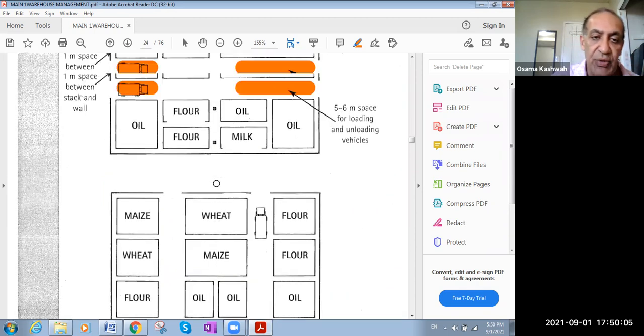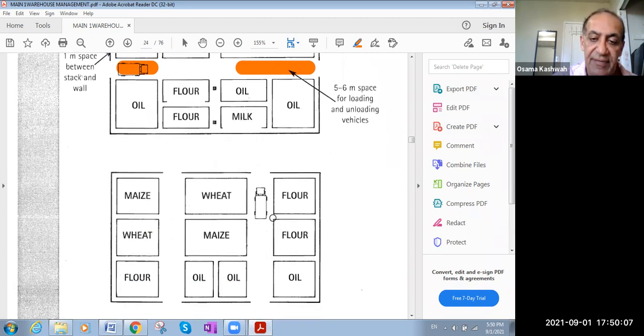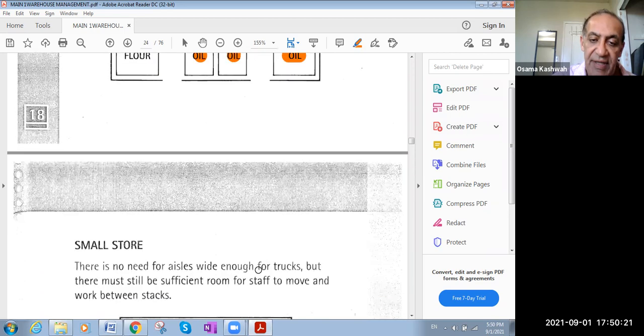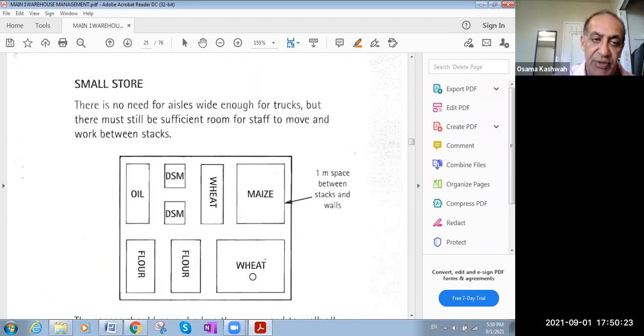Here we also have another figure of the design. Look, things which are probably the same should be beside each other. This is another figure of another store.